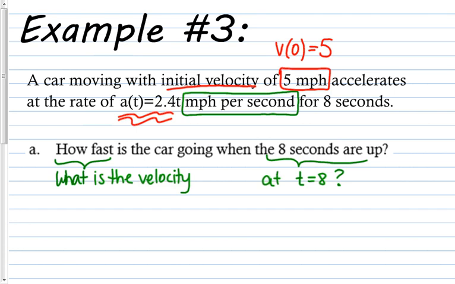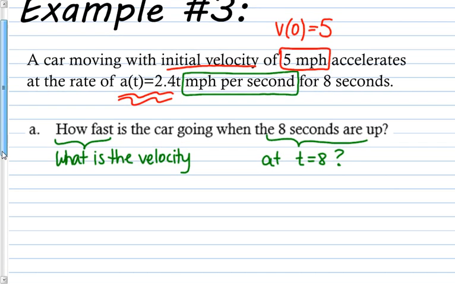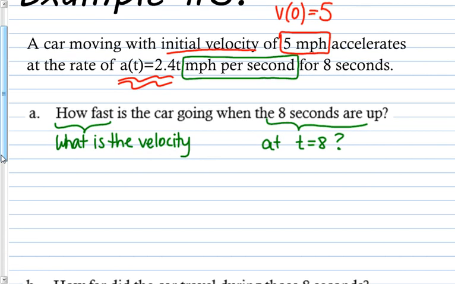So if we have acceleration, in order to find velocity, well, the velocity is the function I would derive to get acceleration, right? So acceleration is the derivative of velocity. So if I want velocity, I would integrate acceleration. But I also have to take into consideration that this car already had an initial velocity. So that's going to go here. This is the initial velocity of 5 miles per hour, so it's already traveling at that.